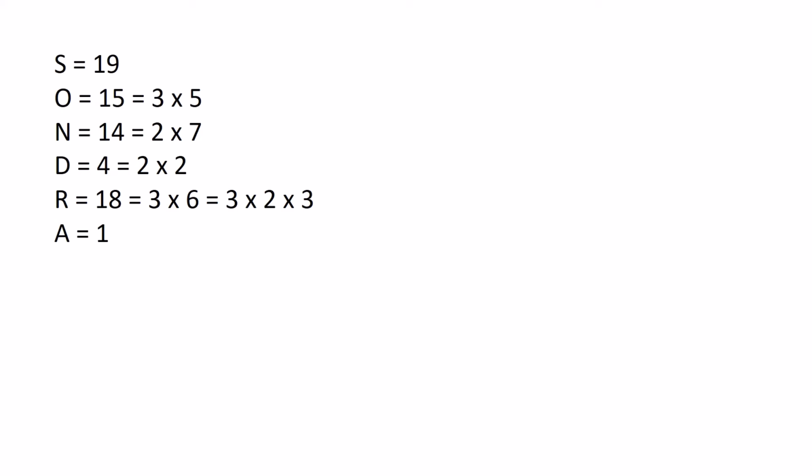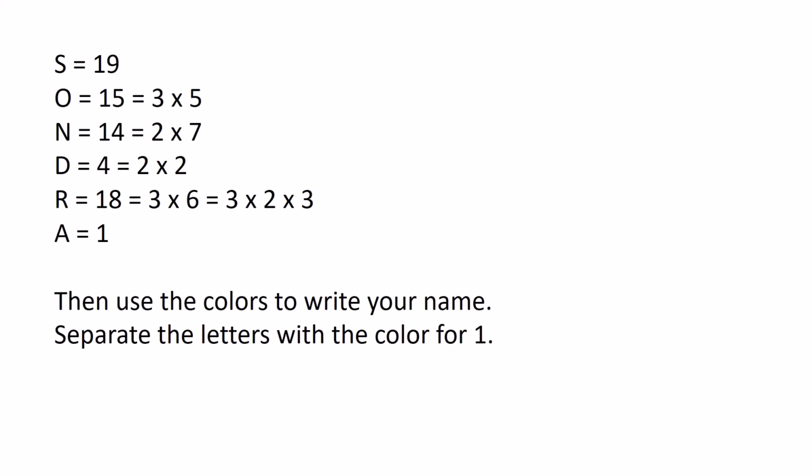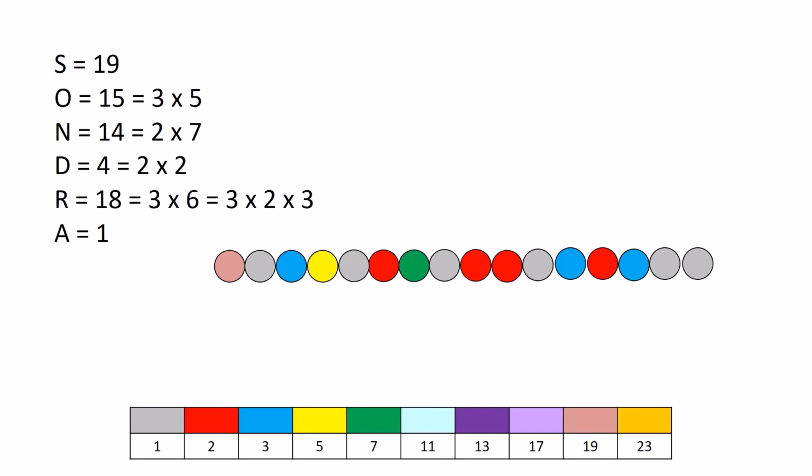So the step is just take your prime colors and use the colors to write your name. Use the color for 1 to separate the letters. So here's my name in code. You can see I've got 19 1, 3 5 1, 2 7 1, 2 2 1, 3 2 3 1, and then 1. So I've written my name in code, and you can do the same thing this week.